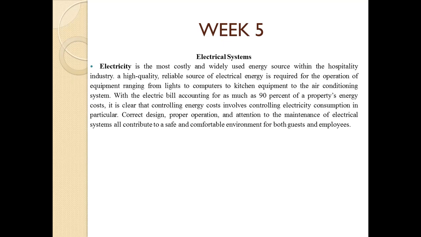Okay, so let's start. Electrical system. Electricity is the most costly and widely used energy source within the hospitality industry. High quality, reliable source of electrical energy is required for the operation of equipment ranging from lights to computers to kitchen equipment to air conditioning system, with the electric bill accounting for as much as 90% of a property's energy cost. It is clear that controlling energy costs involves controlling electricity consumption, in particular correct design, proper operation, and attention to maintenance of electrical system. All contributes to safe and comfortable environment for both guests and employees.